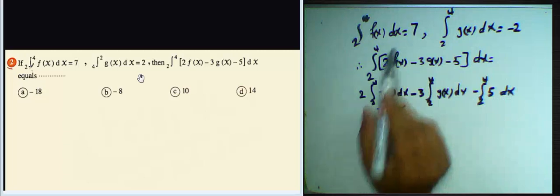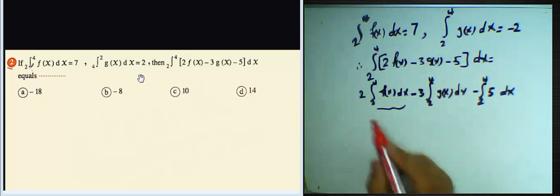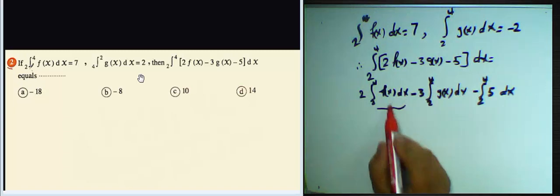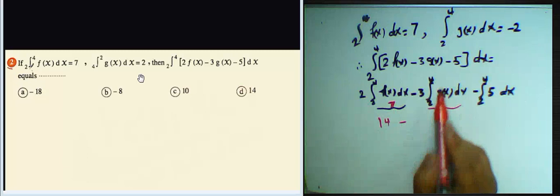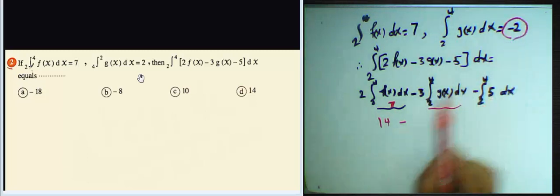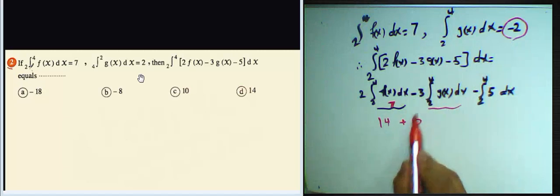What result did he give us here? The result here was 7. So we can cancel this function. The integration from 2 to 4 will be 7, and 7 times 2 equals 14. And the integration from 2 to 4 of g will be negative 2. We can write negative times negative equals positive, and 3 times 2 equals 6.